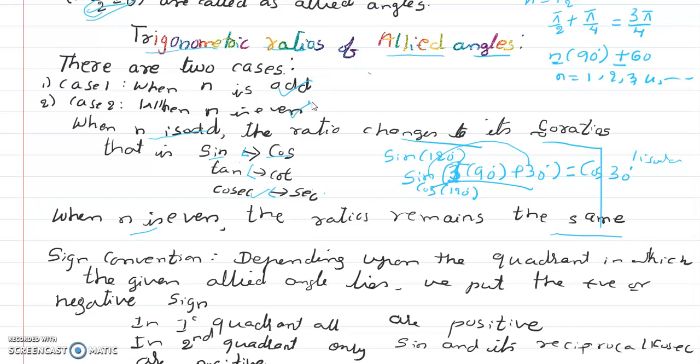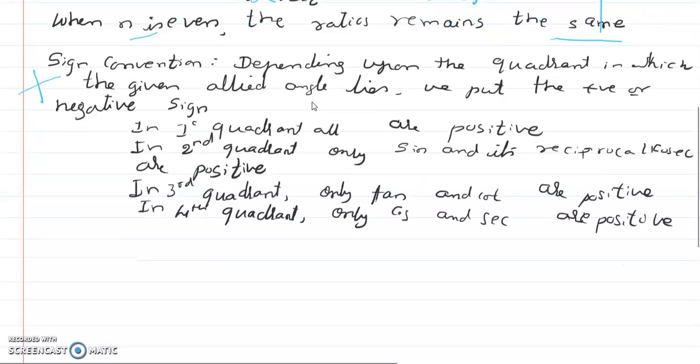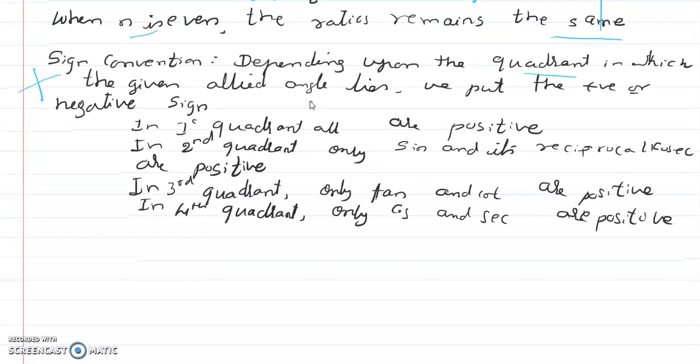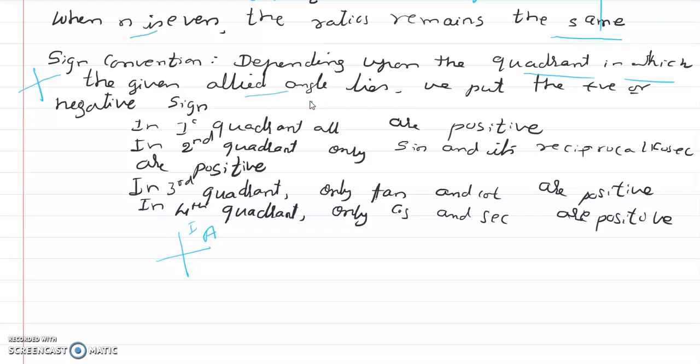One more thing you have seen in the video lecture: the sign was sometimes positive and sometimes negative. As far as the sign convention is concerned, we have to look at the quadrant in which the given angle lies. If the given angle lies in the first quadrant, all the ratios are positive because the x-axis is positive and the y-axis is positive. But in the second quadrant, only sine and its reciprocal cosec are positive because the angle will be like this. This is the negative x-axis and this is the positive y-axis.